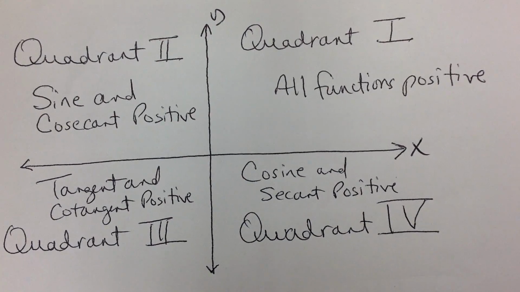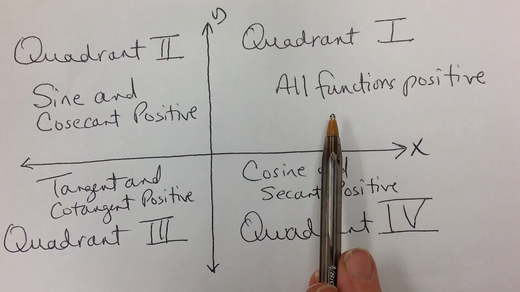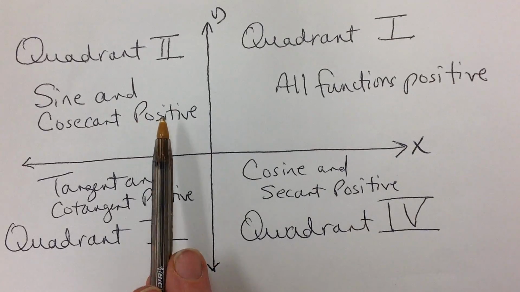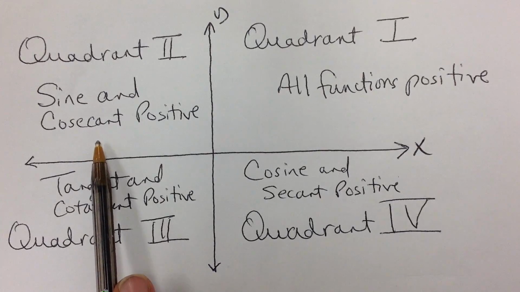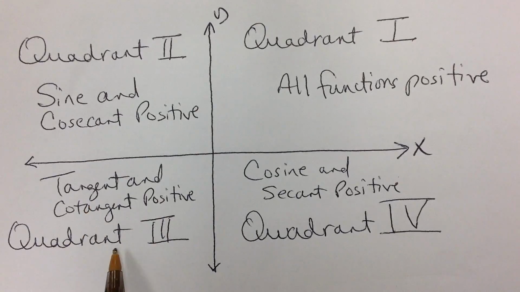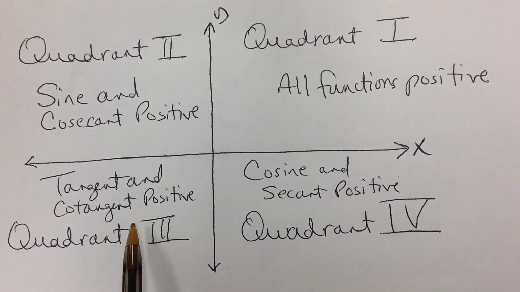I want us to look at the 4 quadrants, and let's talk about all of the 6 trig functions and their signs in each quadrant. In quadrant 1, all the trig functions are positive. In quadrant 2, only sine and cosecant, which is its reciprocal, are positive. In the 3rd quadrant, only tangent and its reciprocal cotangent are positive.